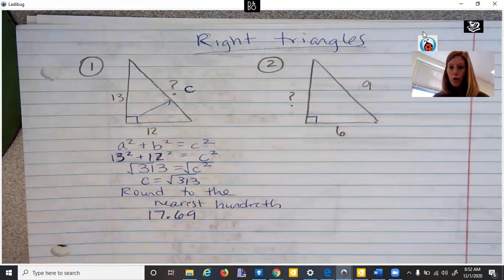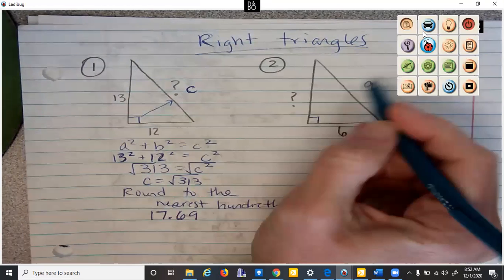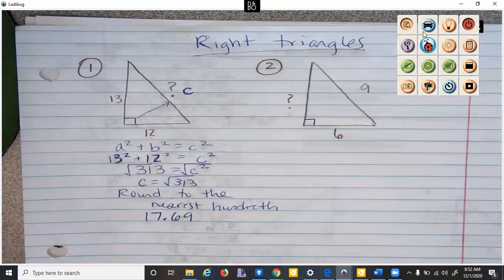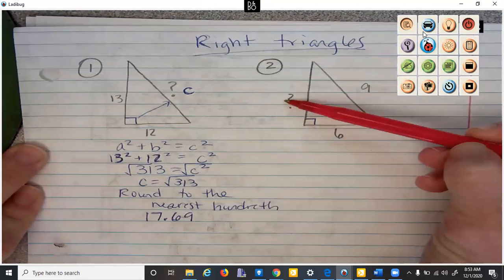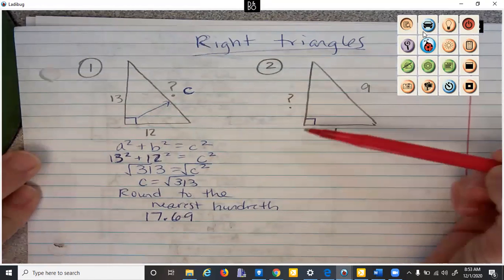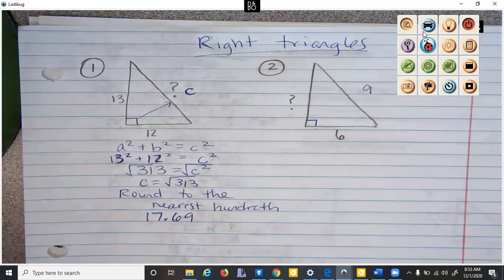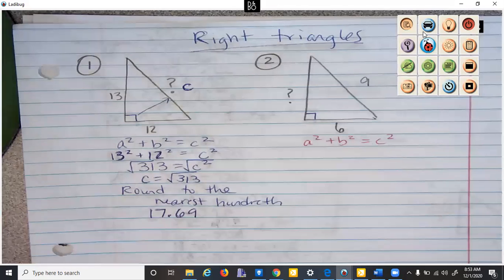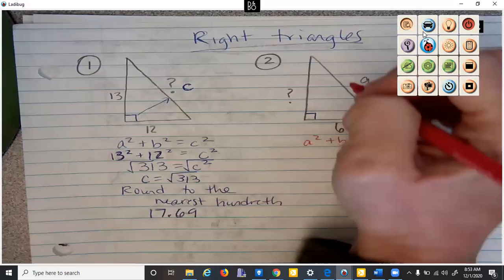Okay, number 2, we still have a right triangle. We still have 2 sides and we want to find the third side. So what am I going to use? SOHCAHTOA. Okay. Not when you are just dealing with all sides. You don't use SOHCAHTOA. A squared plus b squared equals c squared. Okay, and which side has to be C? Somebody new? Hypotenuse. All right, the hypotenuse has to be C.